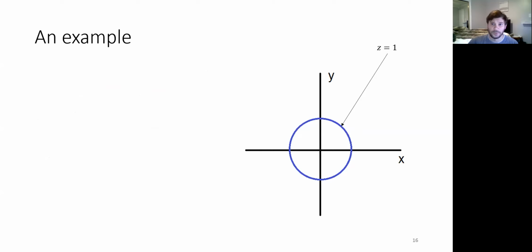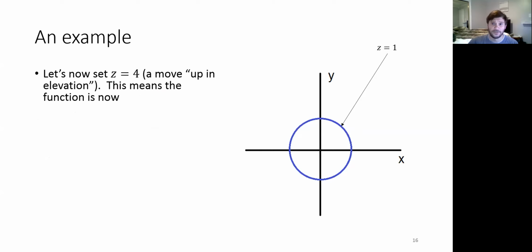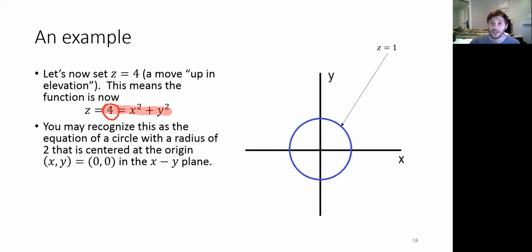Let's suppose we wanted to move up to an elevation of 4. Now we're going to set z equal to 4, which means we want to plot all the points where x squared plus y squared equals 4. And again, that is a concentric circle. It is a circle centered at the origin, but it now has a radius of 2. The radius, in fact, is the square root of the z value. You might remember that from your algebra or geometry class, but if not, no worries.